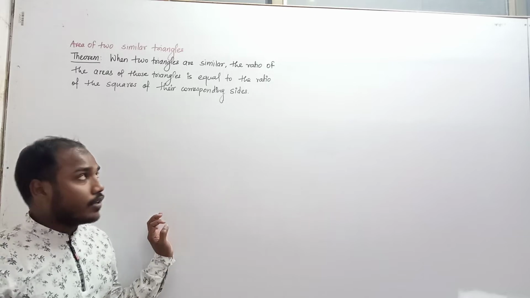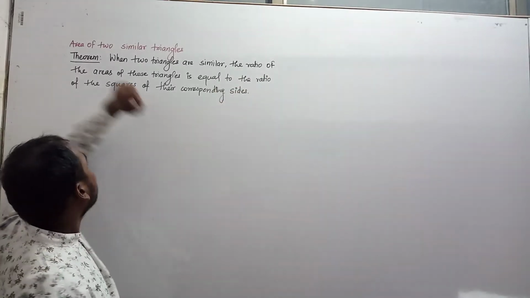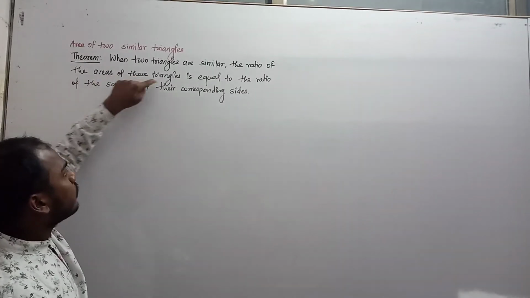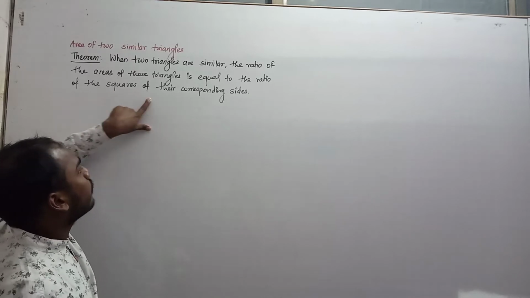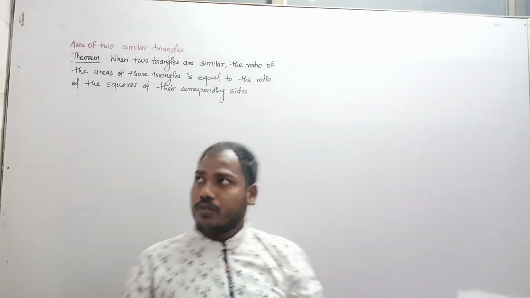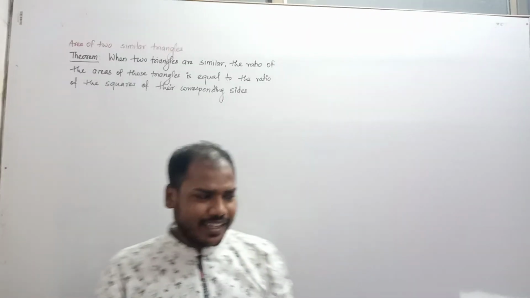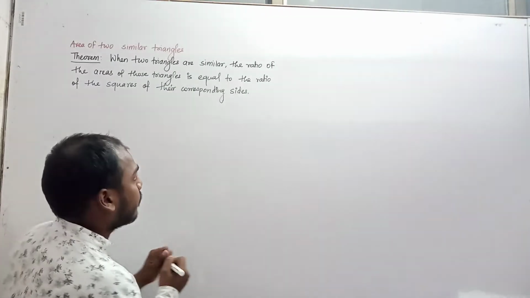The theorem statement says: when two triangles are similar, the ratio of the areas of those two triangles is equal to the ratio of the squares of their corresponding sides. We will learn how to prove this theorem, and this one is very easy. Try to understand. I will explain it in a very simple method.